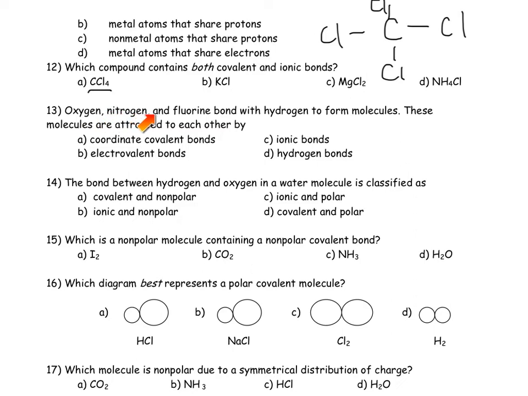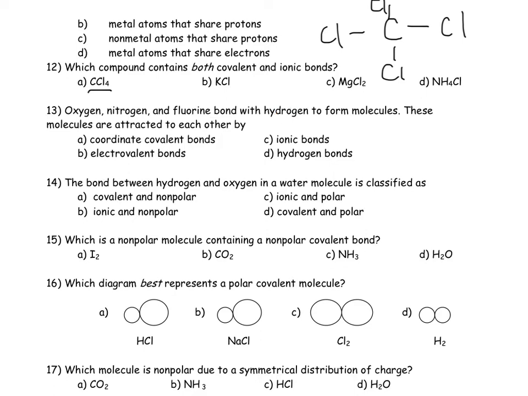Oxygen, nitrogen, and fluorine bond with hydrogen to form molecules. These molecules are attracted to each other by... And again, I'm not going to define those for you. You should make sure you're thinking about this correctly. This question says oxygen, nitrogen, and fluorine bond with hydrogen to form molecules, right? So it would be oxygen and hydrogen, nitrogen and hydrogen, fluorine and hydrogen. So those are the molecules we're talking about.